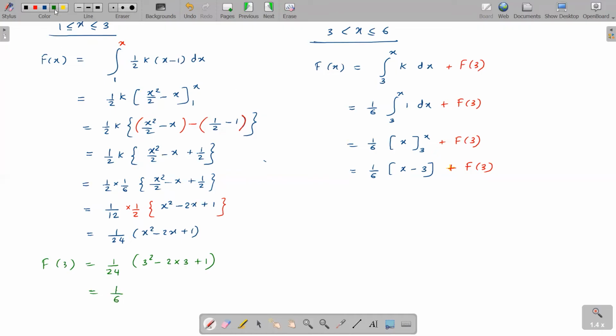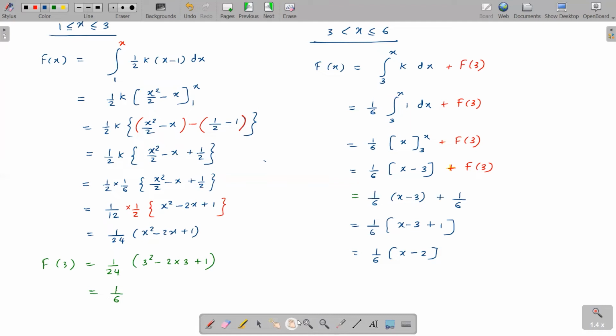Okay. So add it all. 1 over 6 times x minus 3 plus 1 over 6. I can take 1 over 6 out as common. x minus 3 plus 1. Do you agree? So 1 over 6 times x minus 2. So now this gives me the correct capital Fx. If I give for this particular x value capital F4, I get the area from 1 to 4. Do you agree? If I give x as 4 now, I get the area not from 3 to 4, but from 1 to 4, because I have added the extra part.